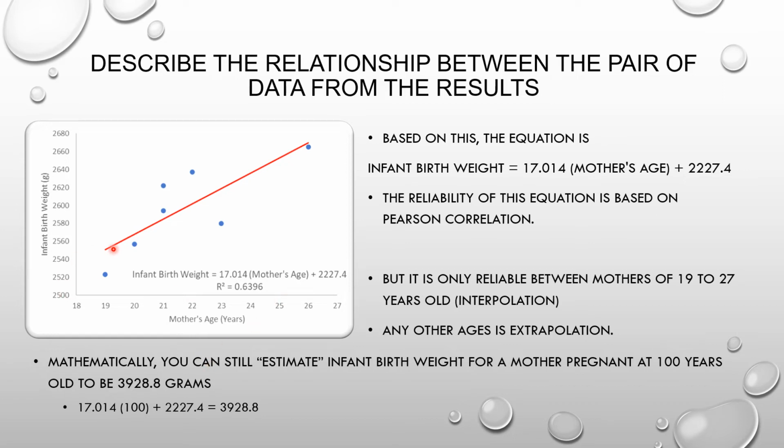Right? So if you do the opposite, if you put 0 into the mother's age, that means a newborn girl can have an infant of 2.2 kilograms. That doesn't make sense as well. Okay, so always take care: are you extrapolating your results?